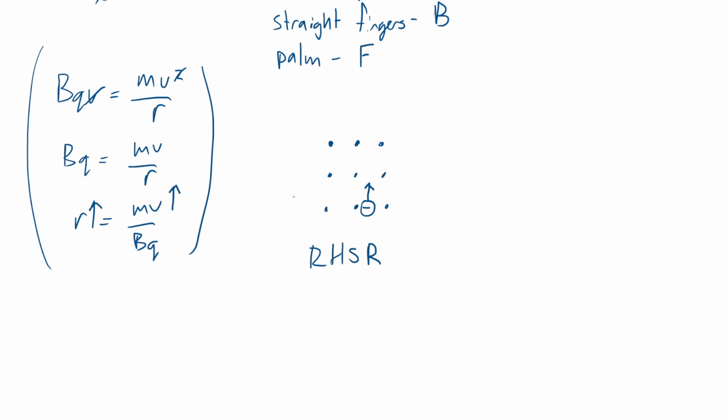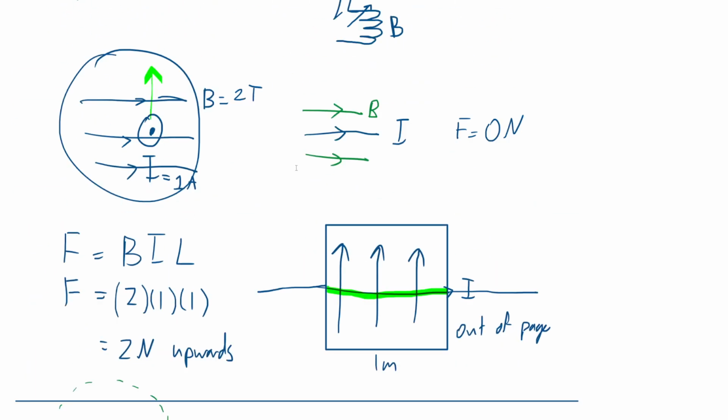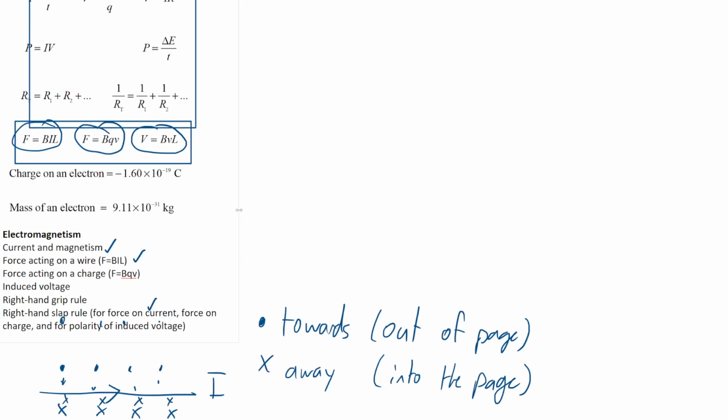So thumb goes up, fingers point out of the page, my palm is pointing right. So if this was a positive charge, it would be pushed to the right, but since it is negative, we know it will be opposite. So it will be pushed to the left, and so its trajectory would look like that. Cool.